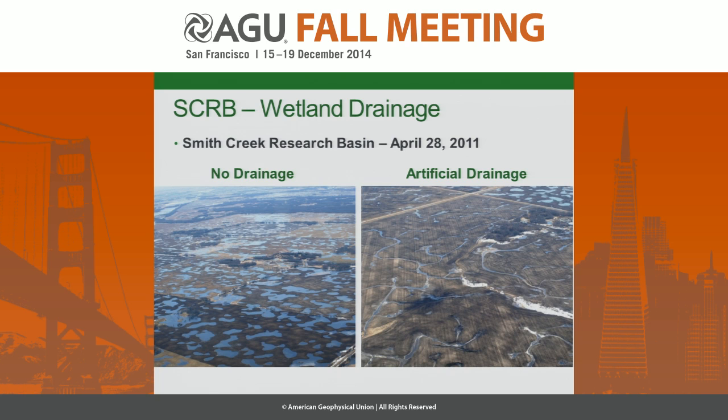These are photos taken within the Smith Creek Research Basin, and the photo on the left is of an area where no wetland drainage has occurred. As you can see, the surface water that is generated is stored on the landscape. Compare that to the photo on the right, where surface runoff follows those drainage channels that have been formed and into the streams. So you have a reduced storage capacity of the landscape.